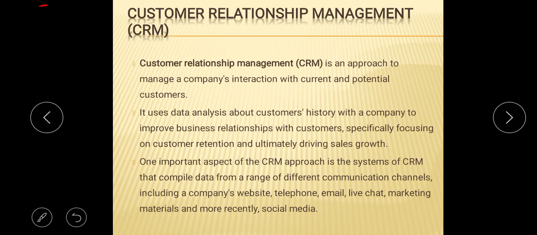One important aspect of the CRM approach is the systems of CRM that compile data from a range of different communication channels, including a company's website, telephone, email, live chat, marketing materials, and more recently, social media. Through the CRM approach and the systems used to facilitate it, businesses learn more about their target audiences and how to best cater to their needs.